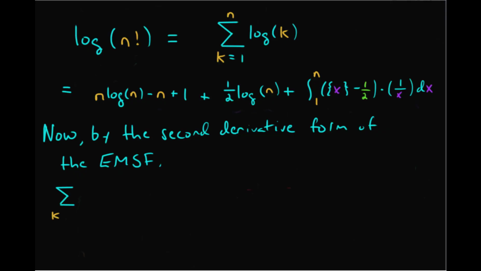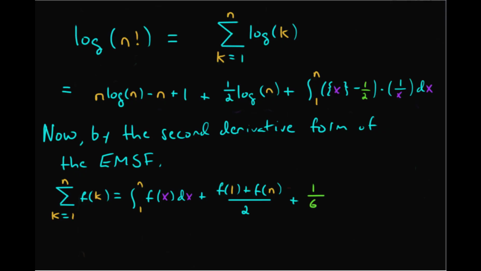It contains a lot of the same elements. So we have by the second derivative form that the discrete summation of the values of f of k from k equals 1 to n equals the integral from 1 to n of f of x dx. We have that also, of course, in the first derivative form of the formula, plus the correction term f of 1 plus f of n all over 2. And now in place of this error integral from the first derivative form, we have an additional correction term. We have plus 1/6 times f prime of n minus f prime of 1 all over 2.